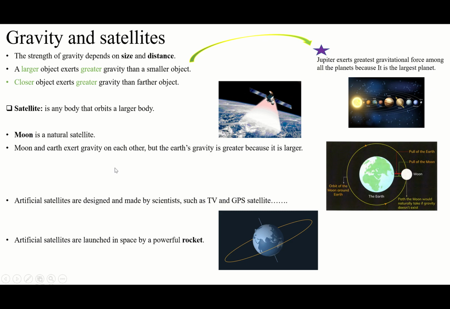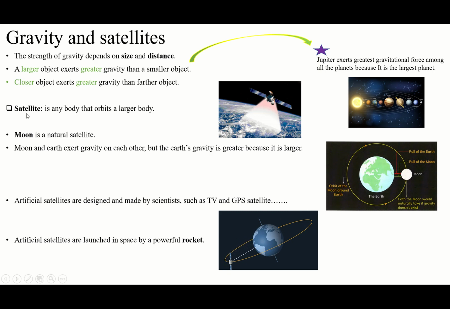So that was all about gravity and satellites. And we said gravity is a pulling and attracting force, and how strong this gravitational force is depends on two things: size and distance. If the size is larger, gravity is greater. If it's smaller, the gravity is smaller. If the objects are closer, gravity is greater. If they are far from each other, gravity is less. And we said Jupiter exerts the greatest gravitational force among all the planets because it's the largest planet. How large it is determines how great its gravity is.